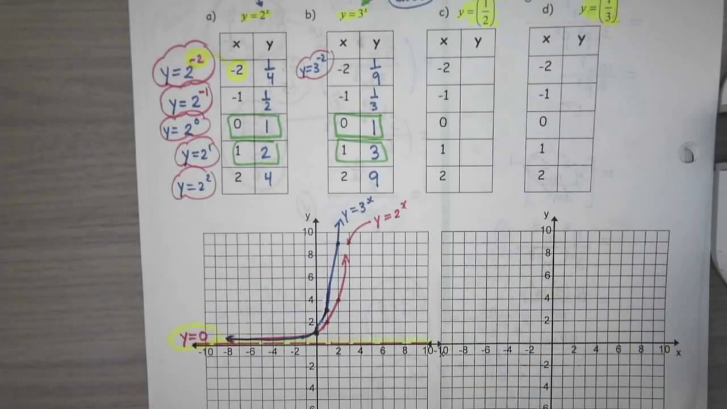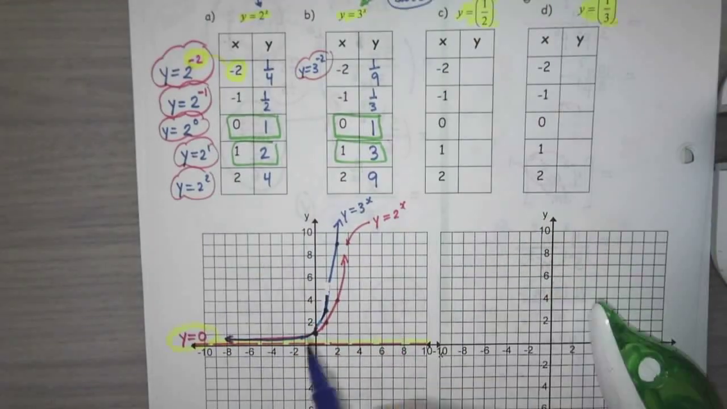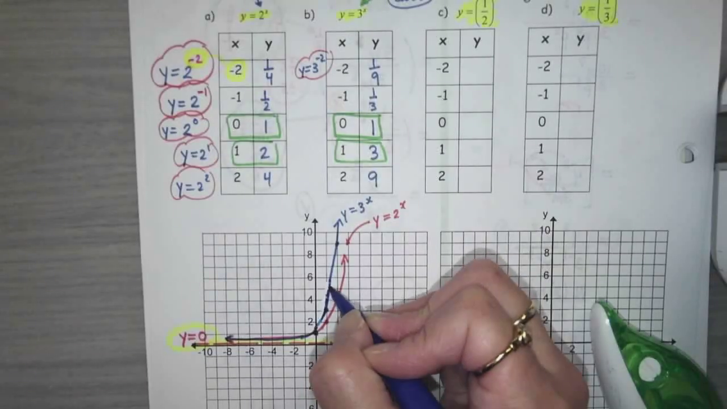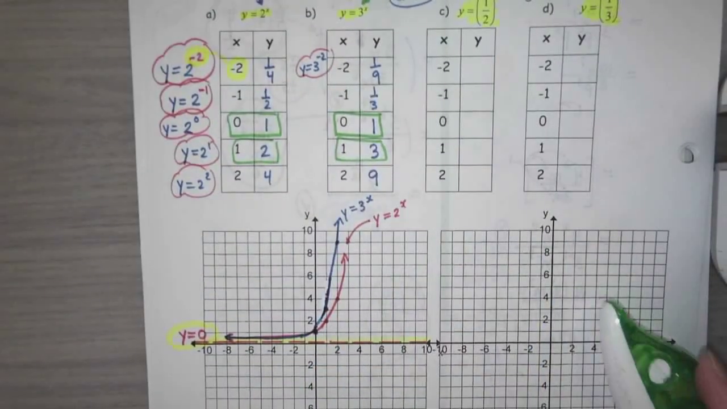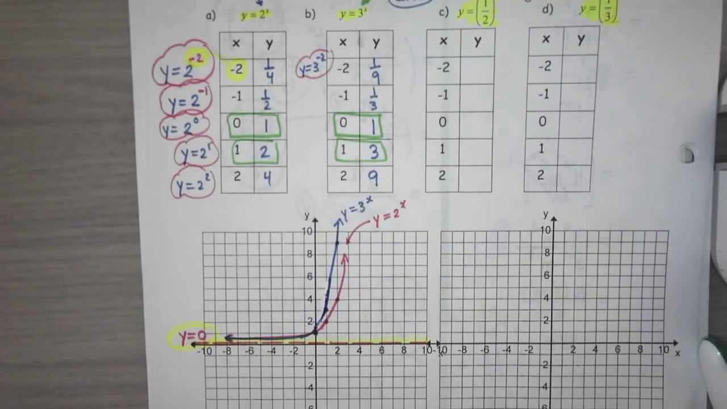There we go. A little bit better. Now it feels wobbly here. Okay, a little bit better. There you go. But that's my graph.